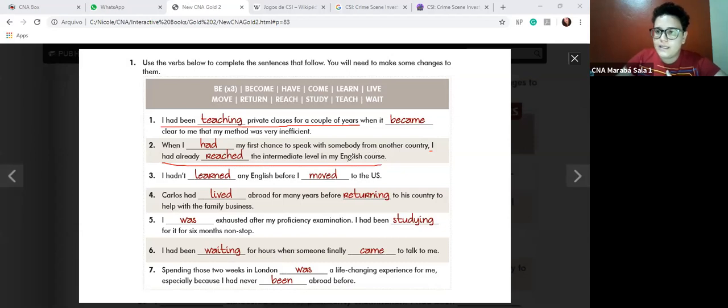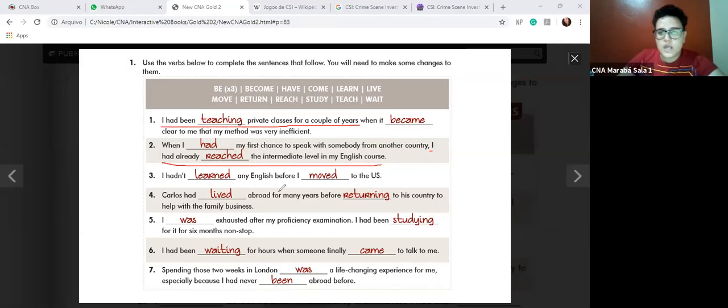Number 2 can be a little confusing because we have had here. But this had is not the had of the past perfect. It's just the normal verb. Because we know that some verbs in English are normal verbs and some verbs are auxiliary verbs.